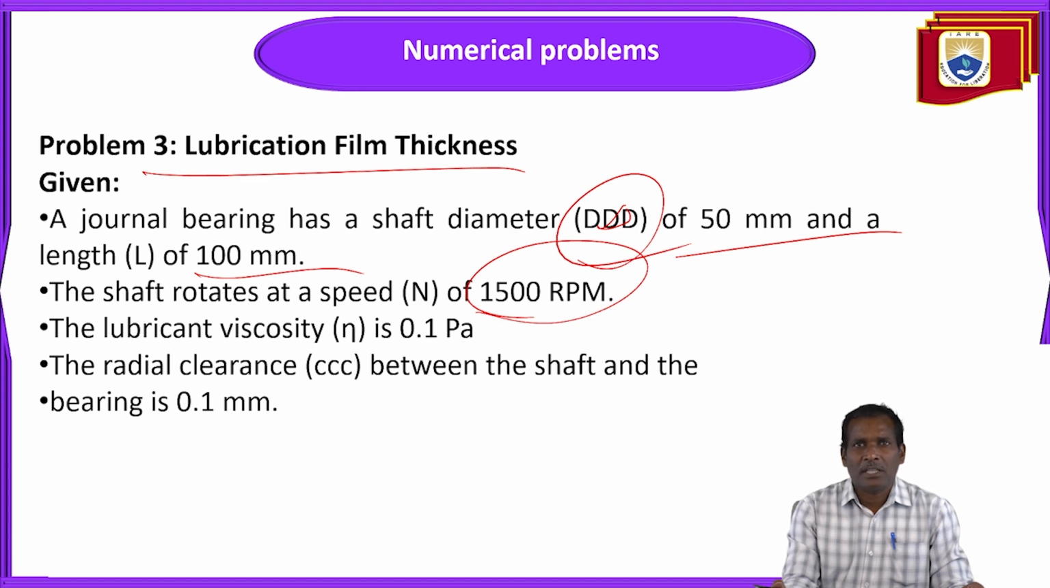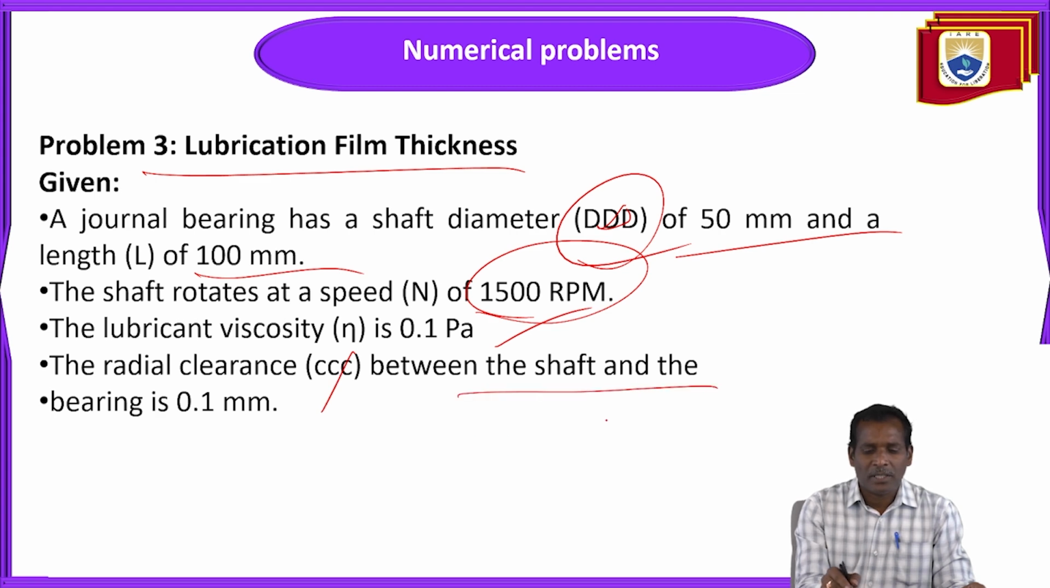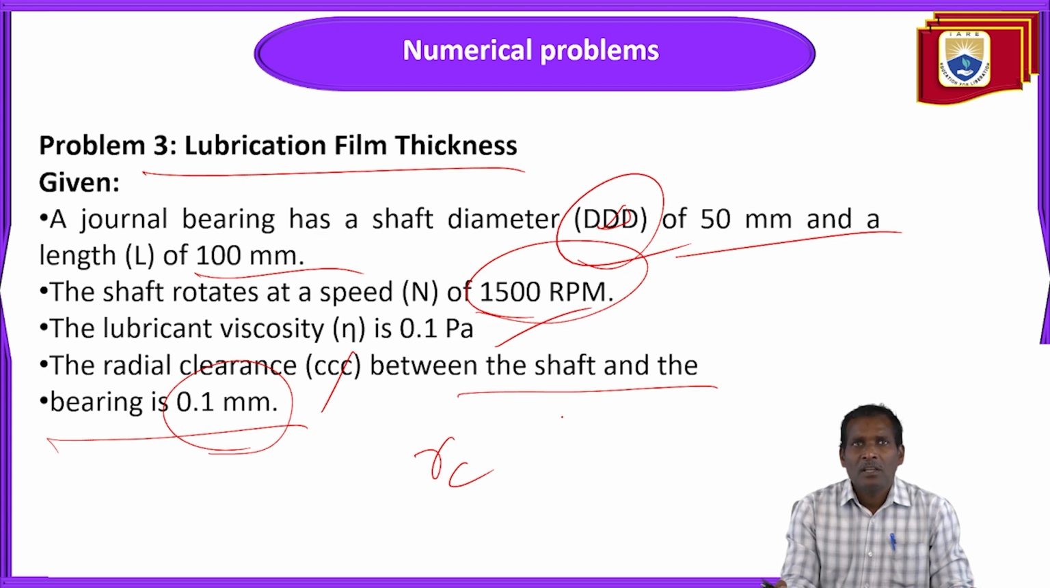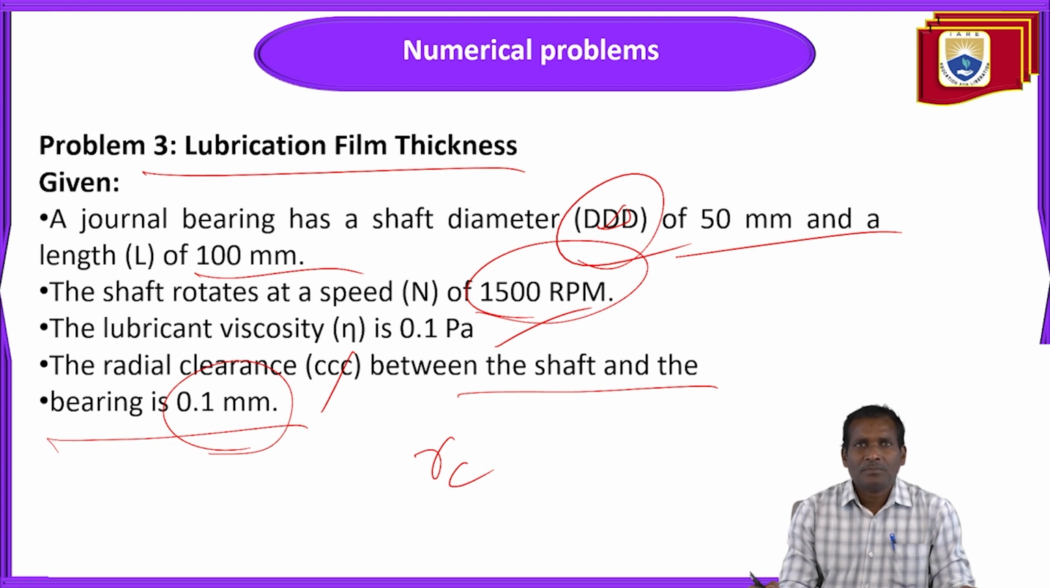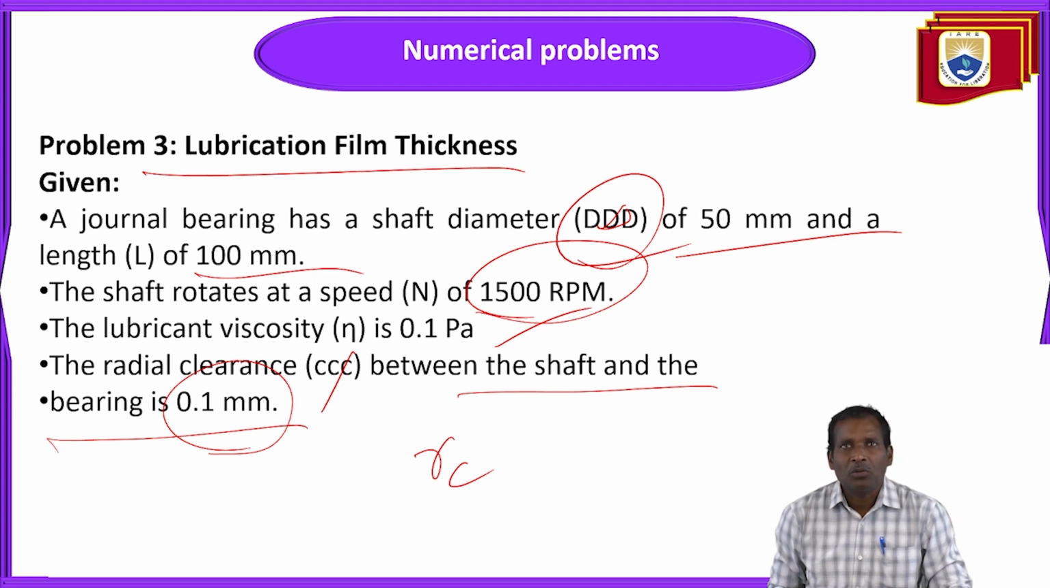The shaft rotates at a speed of 1500 rpm. The lubricant viscosity is given as 0.1 Pascal second. The radial clearance C between the shaft and the bearing is 0.1 mm. So this problem is related to a journal bearing, with the lubrication oil present between the shaft and the journal. Now we need to calculate the lubrication film thickness.